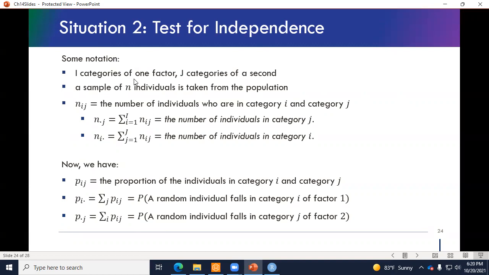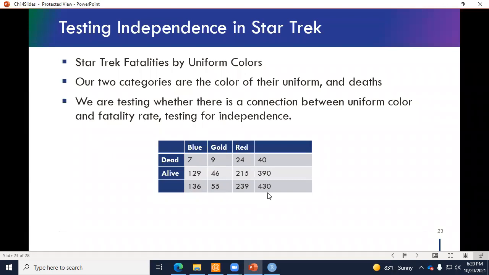Again, we have I categories for one factor, J categories for the second, and a total of N individuals. So that total N would always be in the lower right corner. It equals the sum of these two and also the sum of these three.